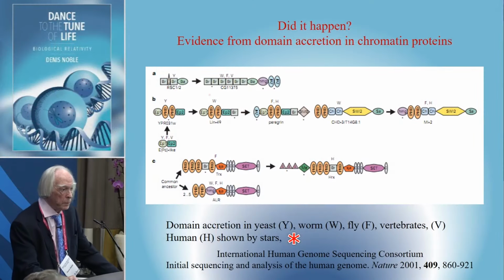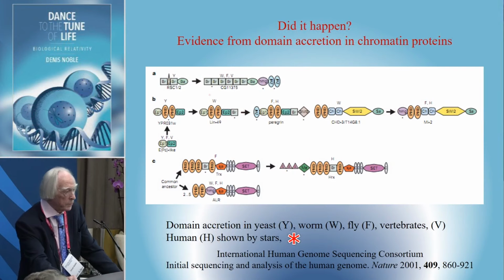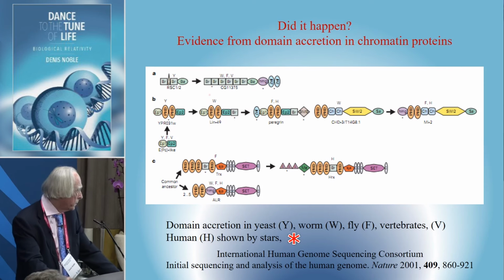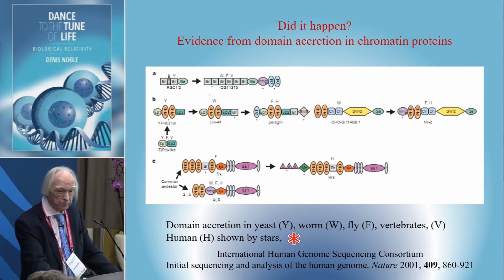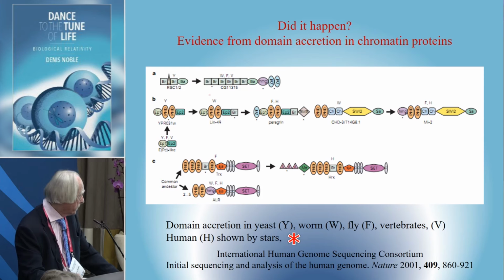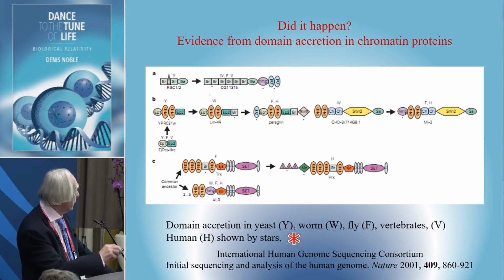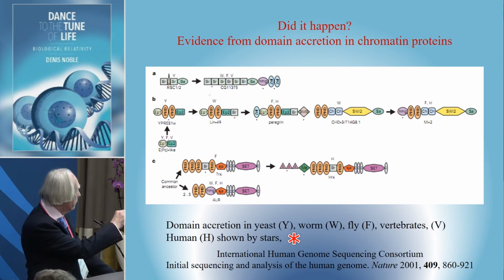The answer is yes. In the sequencing of the genome, first published in draft form in 2001 in Nature, there was a very important comparison between yeast, worm, fly, various vertebrates, and human. Enough of the genomes was known then to make these comparisons, and in particular on the chromatin proteins and some other proteins, but I'm just going to take the results from chromatin proteins. And what this slide is showing is how the proteins change as you go from yeast to higher organisms, this one going all the way through to the human, and another one here.